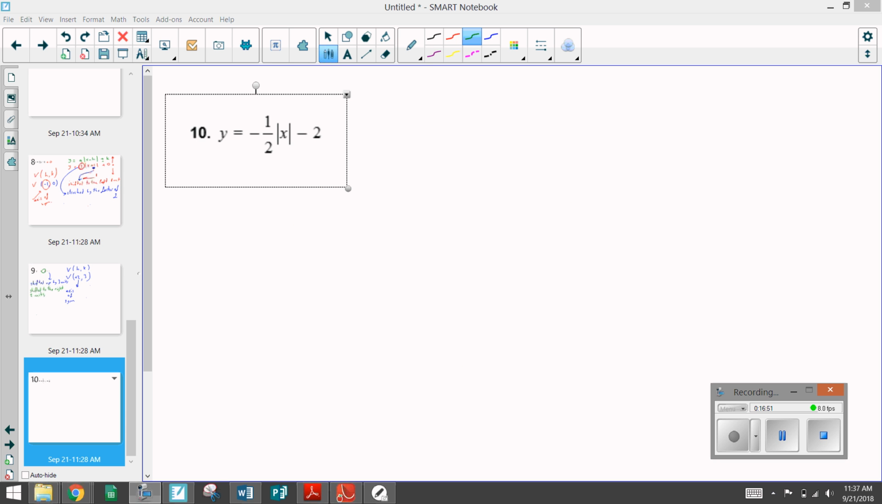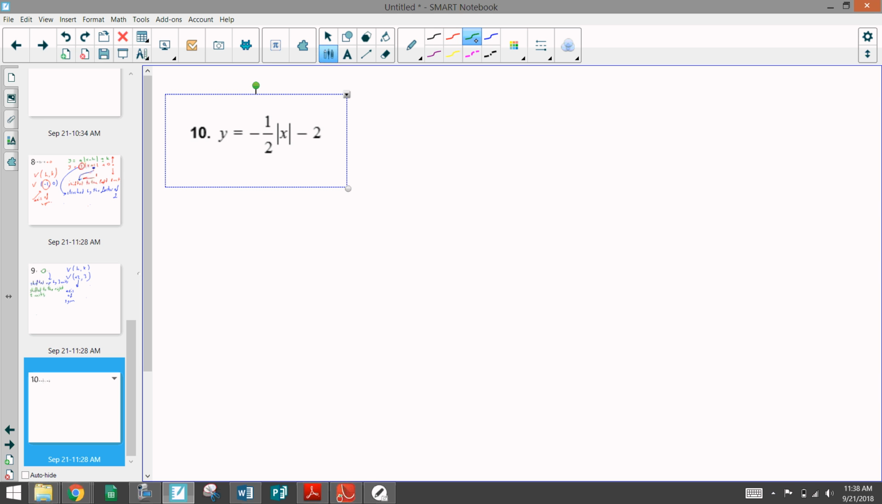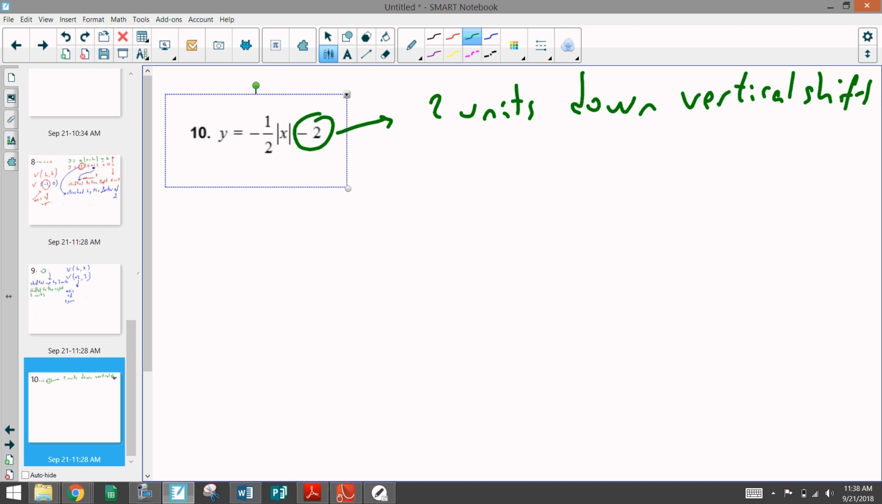Yes, because there is nothing inside of the x, there is no horizontal shift. But I can easily say there's going to be a vertical shift. Christo, is that right? Tell me the vertical shift. 2 units down. Vertical shift, 2 units down.